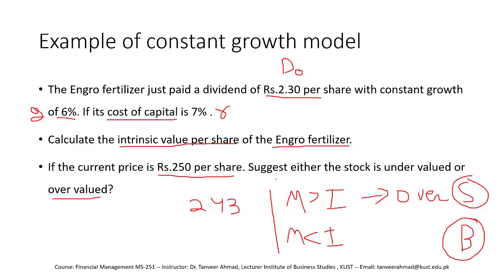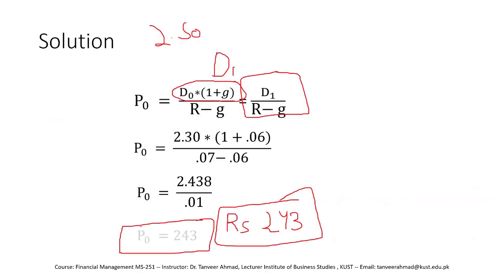In this case, the market price is 250 and the intrinsic value is 243. So market price is greater than the intrinsic value. That means something that is worth 243 rupees is being sold in the market for 250 rupees. Obviously you wouldn't buy something that is worth less and is being sold for a higher price. So in this case, this stock is overvalued and we would sell it if we own it. If we do not own it, then we wouldn't buy it. I hope that this is clear. Let's move forward.